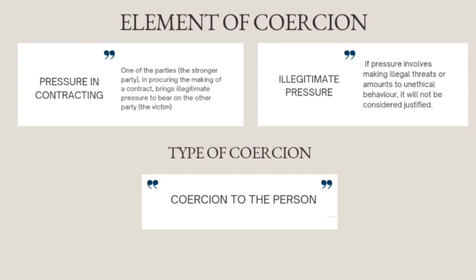Next is illegitimate pressure. If pressure involves making illegal threats or amounts to unethical behavior, it will not be considered justified. In this case, the bully is making illegal threats to Alan to sign the contract. Last type of coercion. The coercion is to the person. In this case, Alan is the person that is coerced.